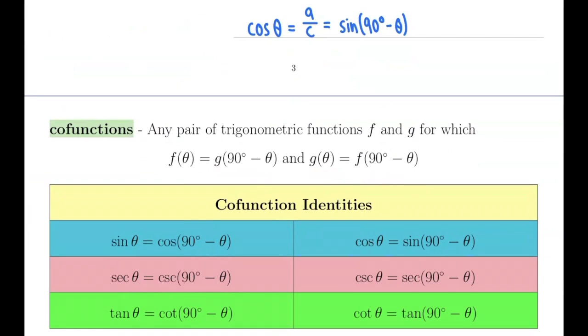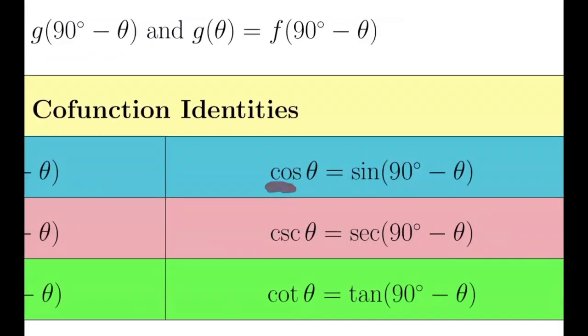So that's where the names of these trig functions, these trig ratios, come from. The co in cosine stands for complement, because cosine is the complement of sine. So the cosine of an angle is the sine of its complement, as you can see. So the relationship is what the name reflects.